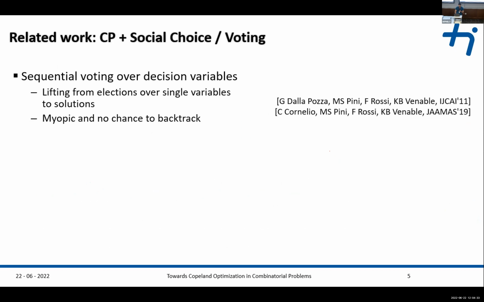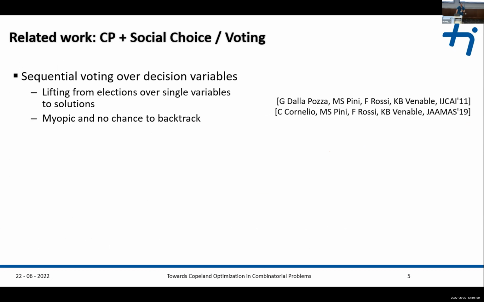So in terms of the related work, the combination of CP and voting has received a little attention, mostly by the groups around Francesca Rossi and Kristen Brent Venable, that propose to use sequential voting. So you would say for X, what should be the domain value of X, and then given the value of X, what should be the assignment for variable Y, etc.